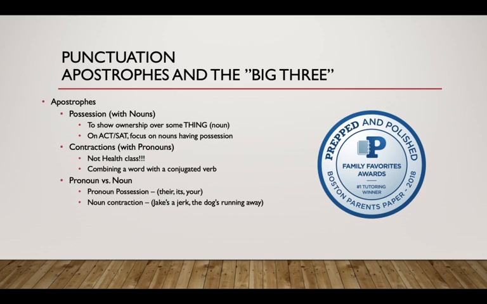However, we don't see too many noun contractions on the test, but it's always good to be aware of that, such as Jake's a jerk. We don't have a conjugated verb, but with the apostrophe S, that suggests that there's a contraction here. So Jake is a jerk, or the dog's running away. The dog is running away.